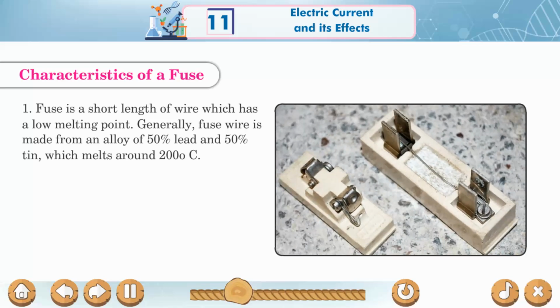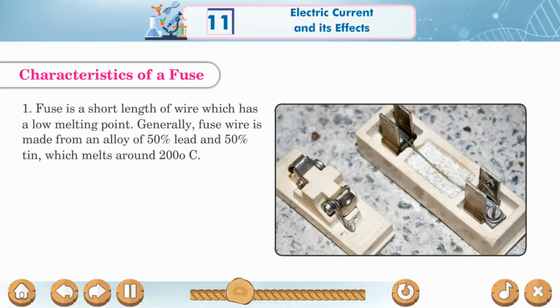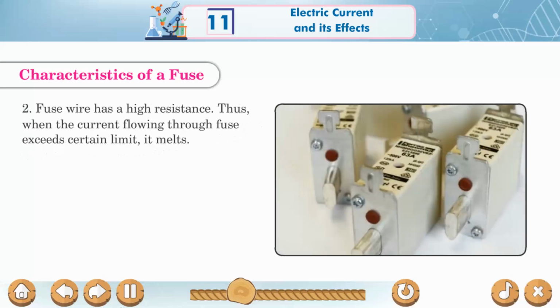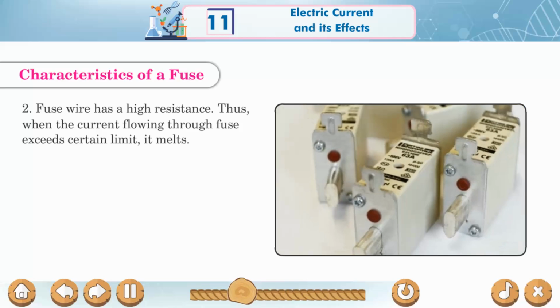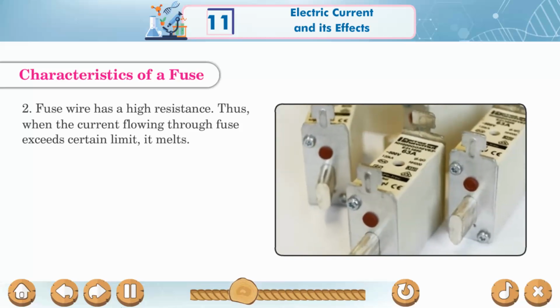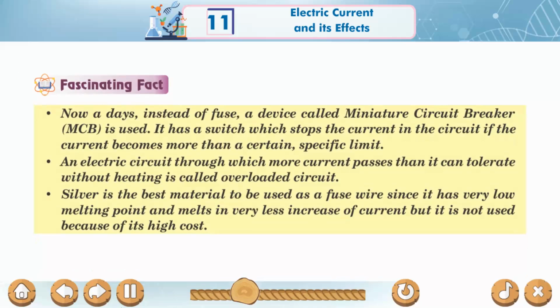Generally, fuse wire is made from an alloy of 50% lead and 50% tin, which melts around 200 degrees Celsius. Fuse wire has a high resistance. Thus, when the current flowing through the fuse exceeds a certain limit, it melts. Fascinating fact: nowadays, instead of a fuse, a device called a miniature circuit breaker (MCB) is used.